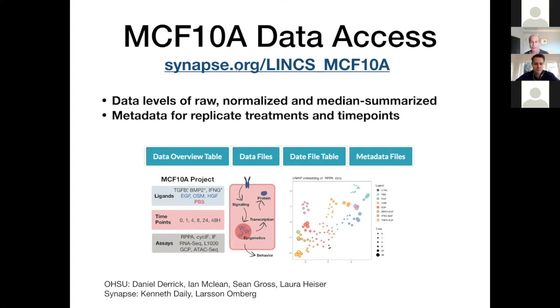on Synapse, and on there what we're going to go through are the different levels of, we'll see raw, normalized, and median summarized data, and the metadata that captures all of what Sean was just describing, all the different experiment parameters and trade-offs, so that can go along with the data to be able to understand or deal with any batch effects and such.